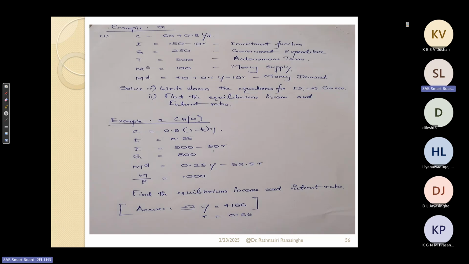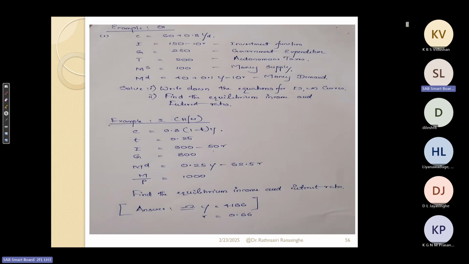Now I will write down what is given. We have given the consumption function. Example 1: the consumption function is 60 plus 0.8 YD. The investment function is 150 minus 10R. The lump sum tax is 200. Money supply is 100 million. Sometimes we may be given real money balance, and you can take it as the money supply.